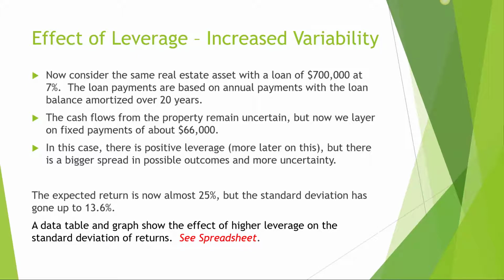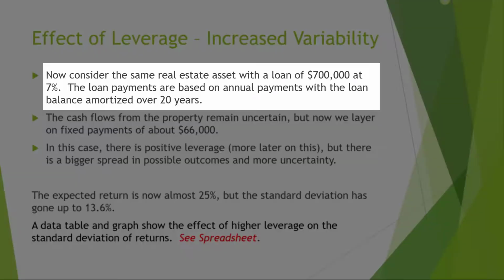दिल के पेच। Okay, in this video we're going to pick up where we left off last time, and we're going to add on some leverage now. So we're going to look at the effect of leverage, and the main takeaway is going to be that there is going to be increased variability, increased volatility. So we're going to consider the same asset that we talked about last time, but now we're going to layer on a loan of $700,000 at an interest rate of 7% per year.